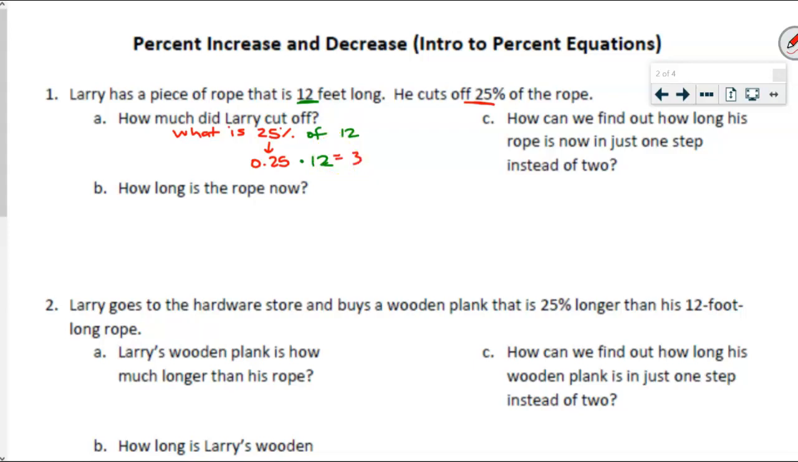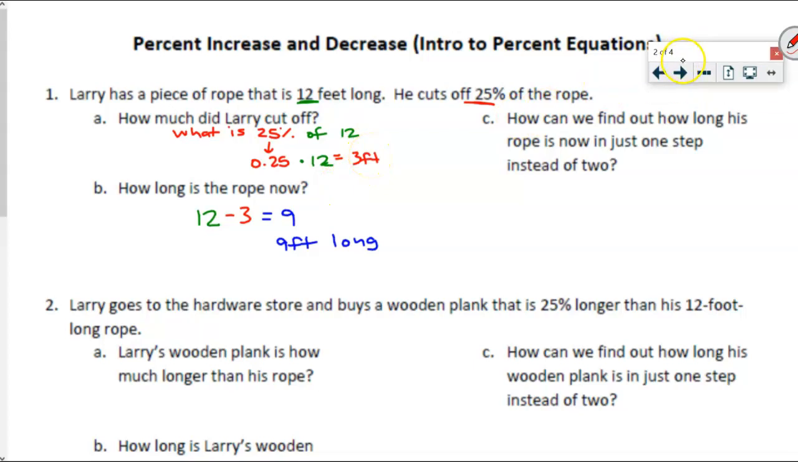So, what is that new amount? If he started at 12 and he cut off 3 feet of that rope, how long is that rope now? 12 minus 3 is equal to, Aaliyah? 9. The rope is now 9 feet long. How can we find out how long his rope is now in just one step instead of 2? Eyes on the screen.